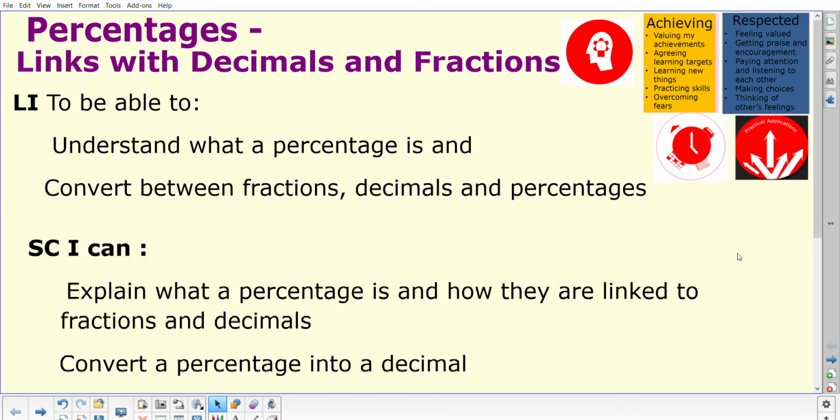So in this video we're going to look a bit more at the percentage topic, looking at the links with decimals and fractions. You have previously been introduced to what a percentage is and have also covered a little on fractions, decimals and percentages links. So for today's lesson, your success criteria is that you know what a percentage is and how it links with fractions and decimals, and be able to convert a percentage into a decimal.